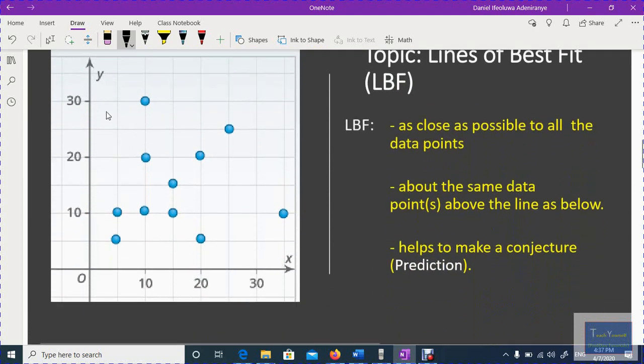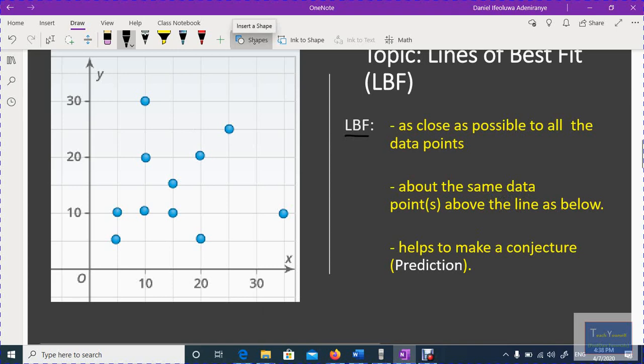Okay, let's look at this scatter plot. In this case, we have a scatter plot showing different data points, the ones in blue circles. And let's look at the first note here. It says lines of best fit is as close as possible to all the data points. So in a case where you have lots of data points on the graph, how do you know where to put the line of best fit? Note, about the same data points above the line as below.